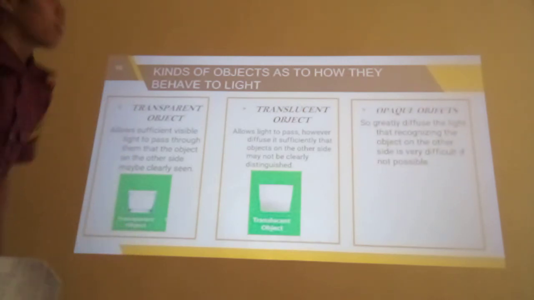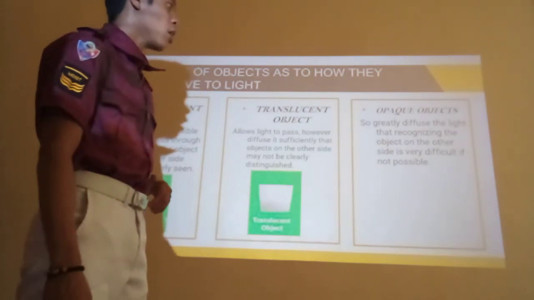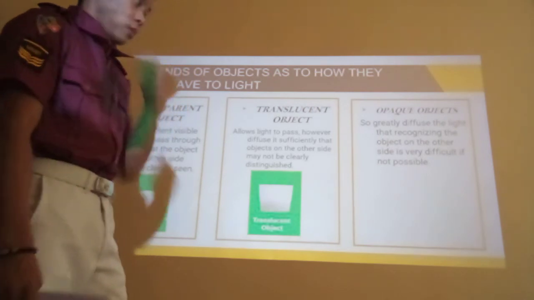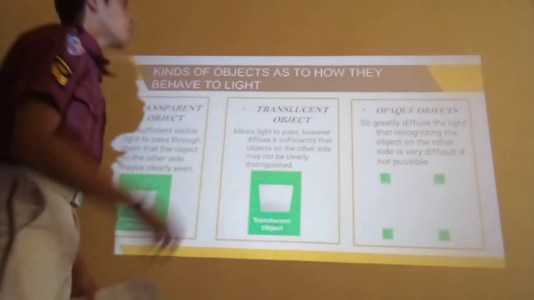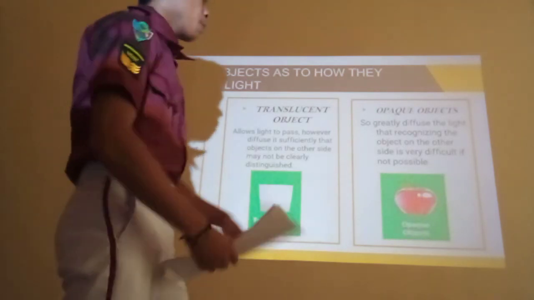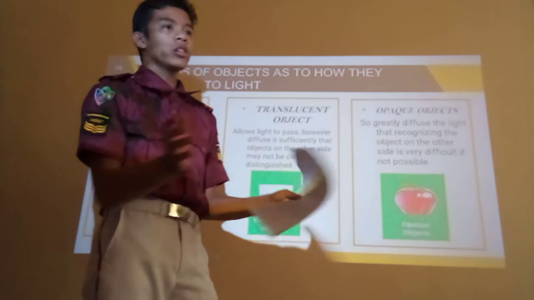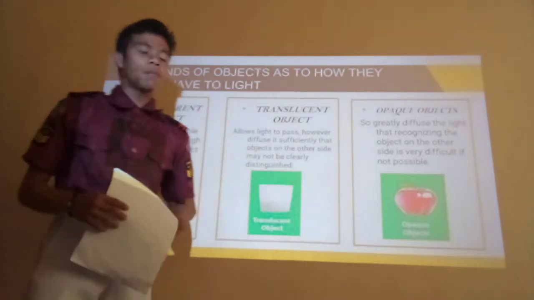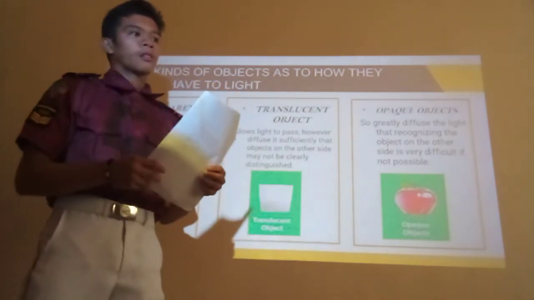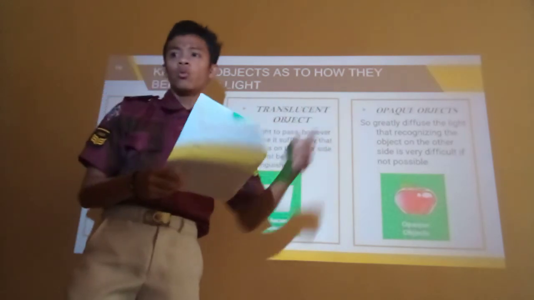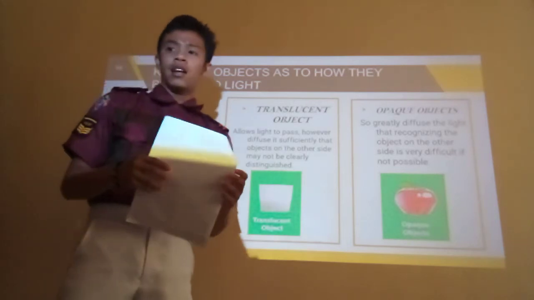Next is the opaque object. An opaque object greatly diffuses the light, so recognition of the object on the other side is very difficult, if not impossible. An example of an opaque object is the apple. If we hit the apple with light, no light will come through. Another example is the roof, the roof of our home.